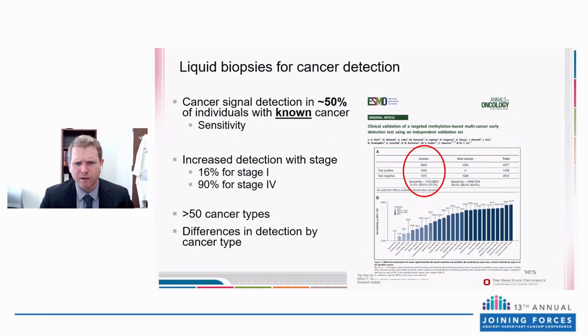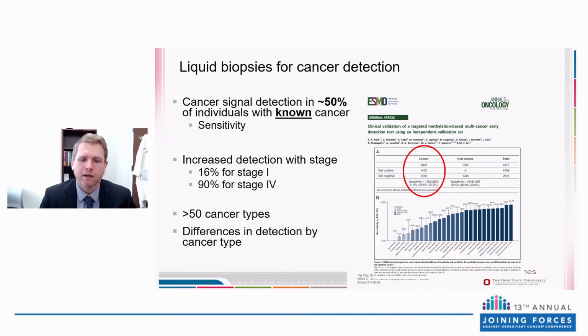This was data that was presented in the Annals of Oncology, and what they saw was that they tested this technology on patients with known cancer diagnosis, and about half of the patients with a known cancer diagnosis had a positive cancer signal detected. And this goes back to sensitivity, our ability to pick things up. So even with somebody that has a known cancer diagnosis, this wasn't a 100% slam dunk.